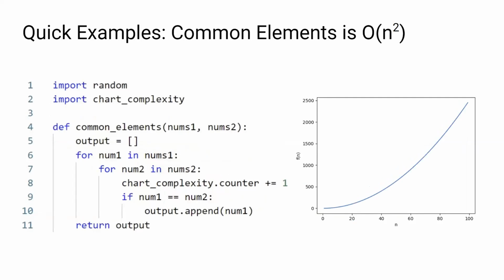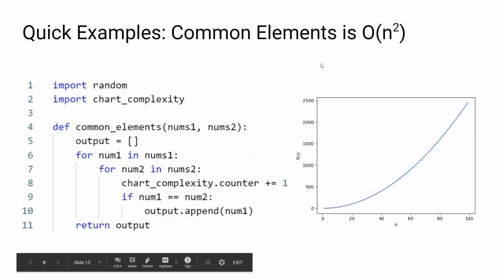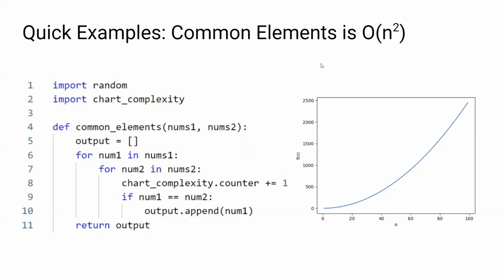Another n squared operation is figuring out the common elements between two lists. So we start with an empty output list. We iterate over all the numbers in the first list. And then for each of those numbers, we have to iterate through all the numbers in the second list. And if they're equal, then we put them in our output list. So trying to find the common elements between two lists is an O of n squared operation as well. And you can see there it really explodes. At 100, it's already at 2,500 steps.